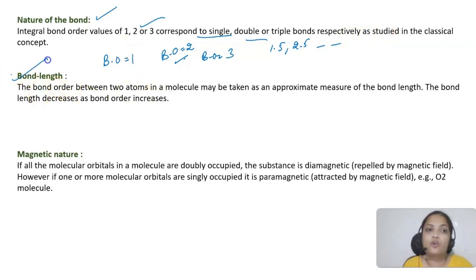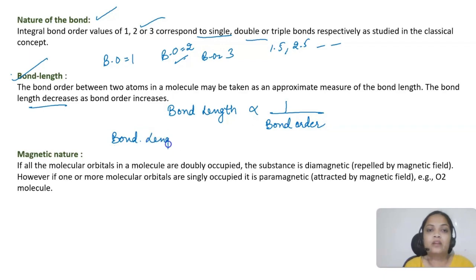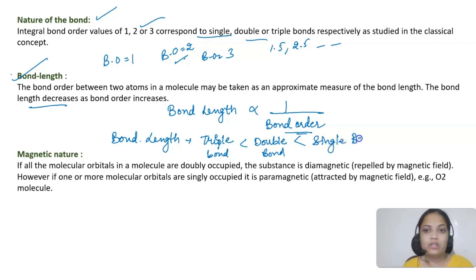Bond length. So bond length we will relate with the bond order. Bond length decreases as bond order increases. So you can say that bond length, keep that in mind, is inversely proportional to bond order. So if I am talking about the bond length of single, double and triple bond, the bond order of a triple bond is highest, so the bond length of a triple bond will be the least, then double bond, and then single bond. Keep that in mind. This is something very important I am telling you.